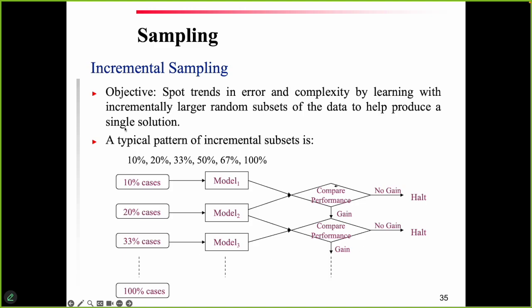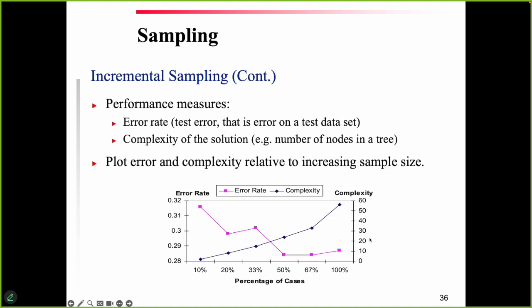Because it doesn't make sense then to increase the cases. So incremental sampling is answering the question: at which point do you have to stop increasing your sample size, or how much data do you actually need before your model stops improving, right? Because at some point, for example, if you increase from 50% to 67%, you may not see much increase in the performance, and then you have to halt. And this is the same concept that I explained before.